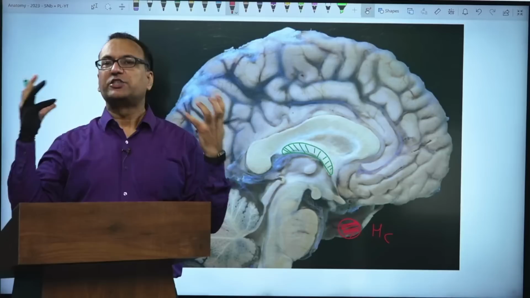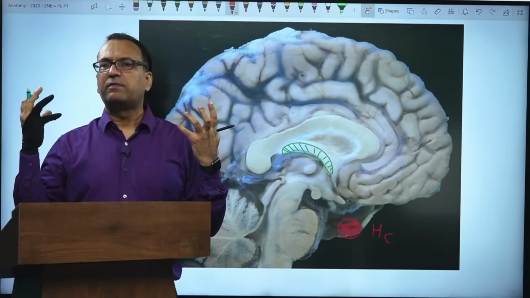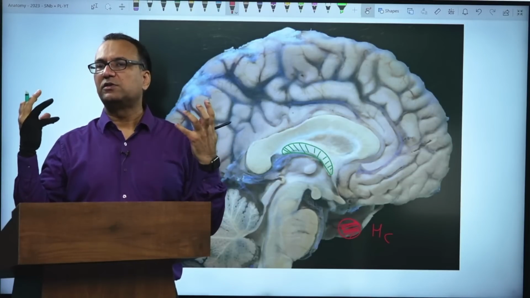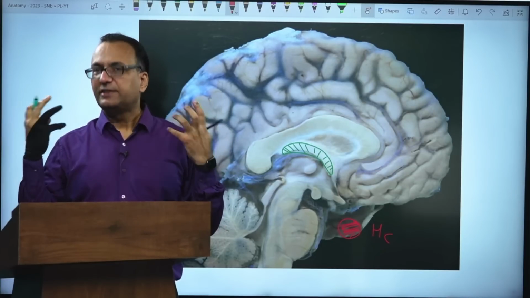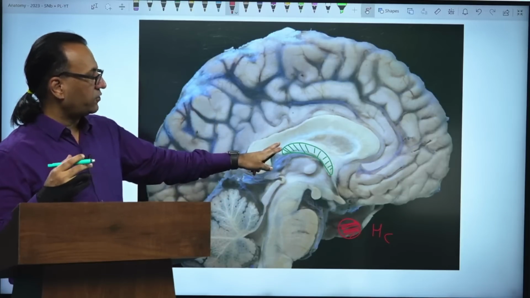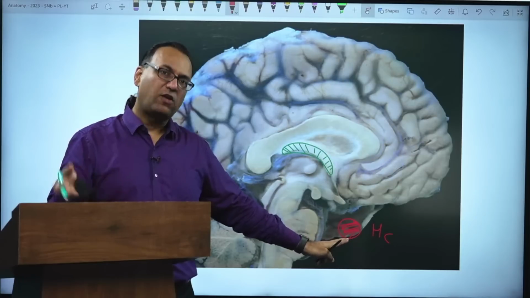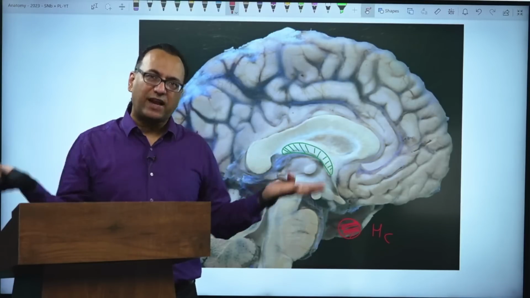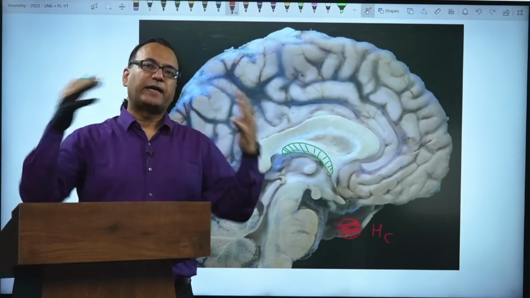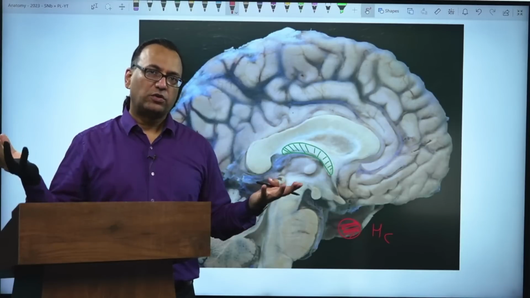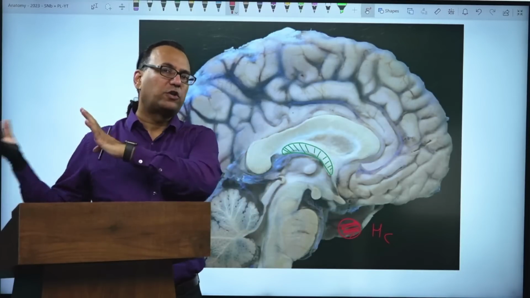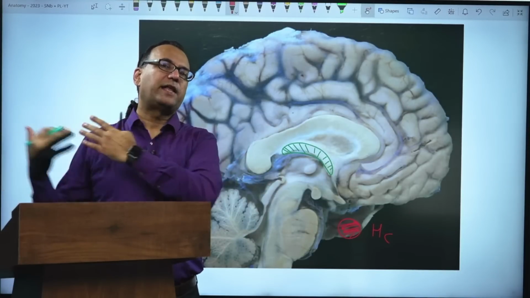It is a commissural fiber. But then you told that it is also an association fiber. Yes. Because it will not only connect hippocampus, it will also connect parahippocampus. Para means around the hippocampus. Hippocampus and parahippocampal are connected. So it is an association fiber without crossing the midline.